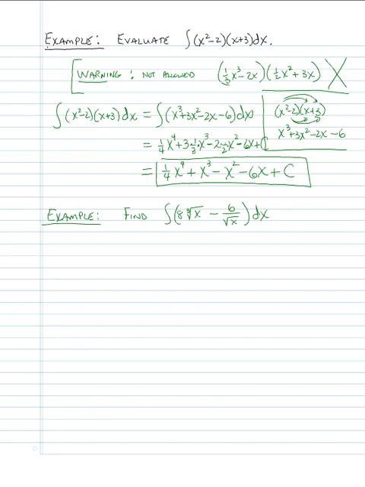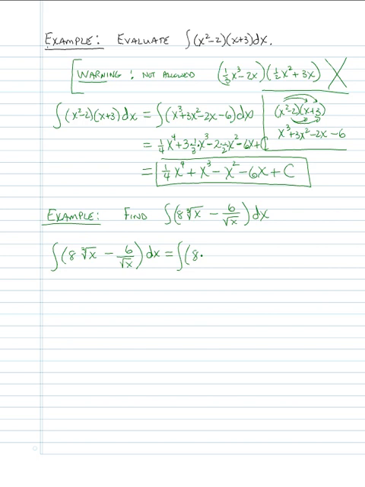Okay, well, we've got a little bit of a mess because of all these radicals. Let me rewrite the problem down here. The integral of 8 times the cube root of x minus 6 over the square root of x. That's the integral we're supposed to find. I tell you what I'm going to do, and this is normal. I'm going to rewrite these radicals so that I see them as powers.